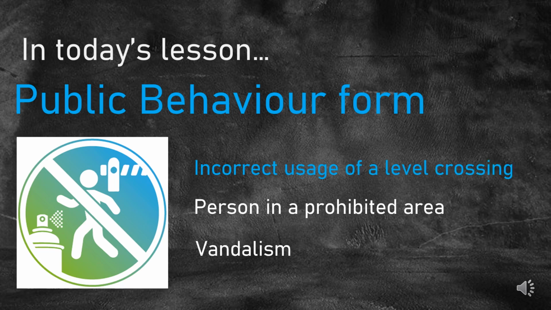In this lesson, we will cover the public behaviour form, incorrect usage of a level crossing sub-event. There are three types of incidents that you can add as the main event in the sub-event section of the public behaviour form. These are incorrect usage of a level crossing, person in a prohibited area, and vandalism. In this lesson, we will introduce you to the incorrect usage of a level crossing sub-event.